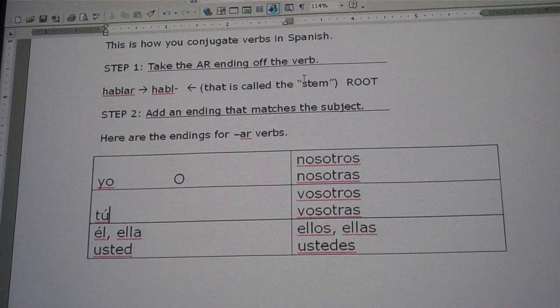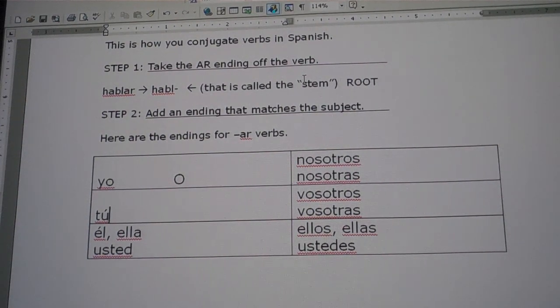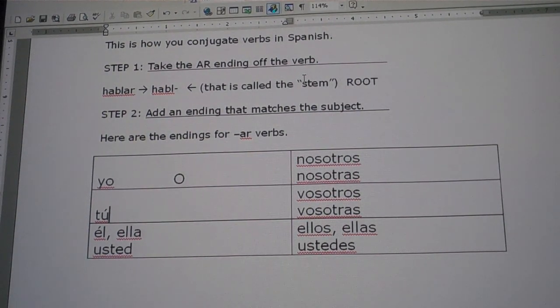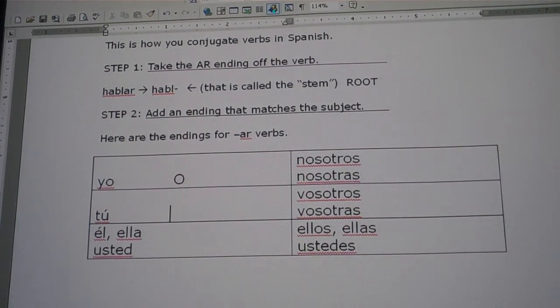Yo enseño, yo estudio, yo escucho, yo hablo, yo odio, yo beso, yo amo, whatever it may be, those all ended in O, right? Okay, good. I'm glad that you had all of them ending in O. But that's not the only subject, okay? I do some stuff, but you do some stuff, and so does he, and so does she, and so do we, and so do they, and all that good stuff.